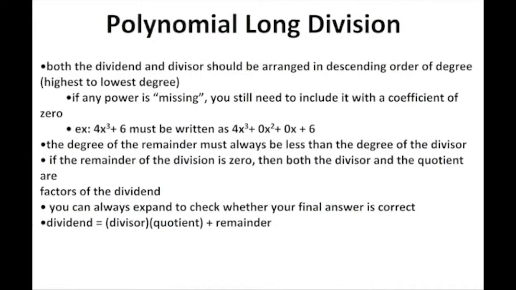The degree of the remainder must always be less than the degree of the divisor. If the remainder of the division is 0, then both the divisor and the quotient are factors of the dividend. You can always expand to check whether your final answer is correct. The dividend equals divisor times quotient plus remainder.